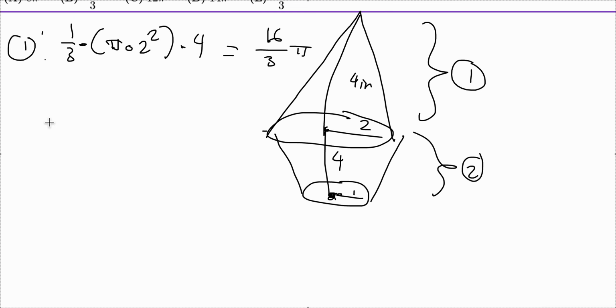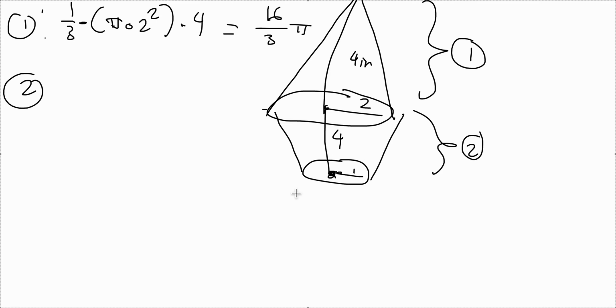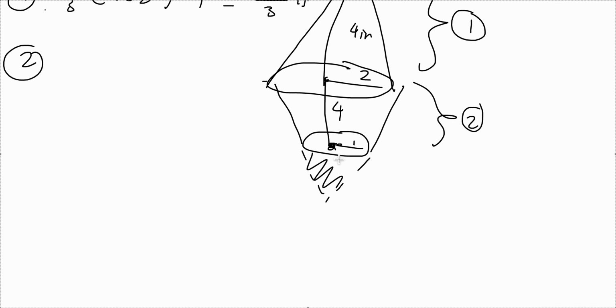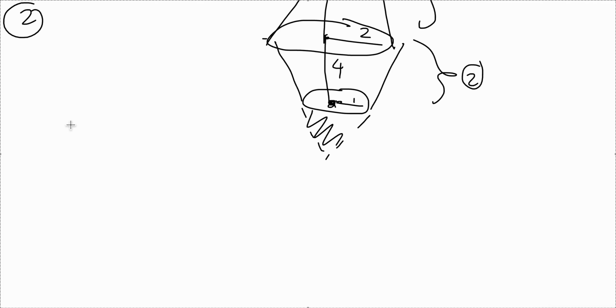pi. Next, for number 2, this one is a little harder because we don't have an easy explicit formula for the volume of a right circular frustum. So we're going to have to extend this a little bit until it forms another cone. And then we're going to have to subtract the volume of this cone from the volume of the entire cone. So how would we extend that? We can use something called similarity of triangles, or similarity of cones for that matter.